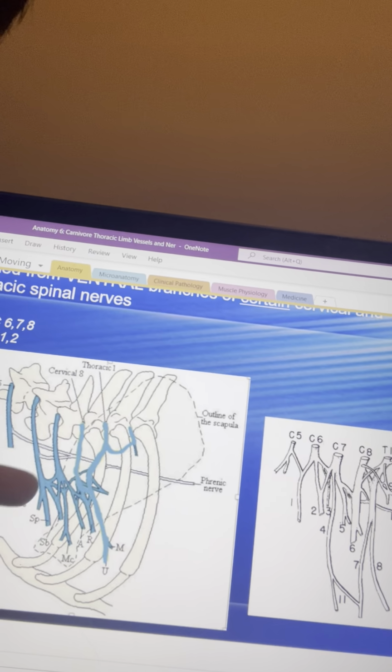So here's what the brachial plexus looks like. It's this right here. So you have the brachial plexus, but then you have actually individual nerves coming off the brachial plexus. So those nerves are not called the brachial plexus, the ones that are coming off. So she wanted to get that point across.